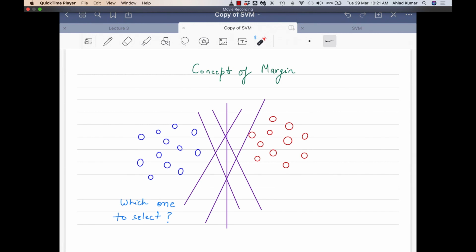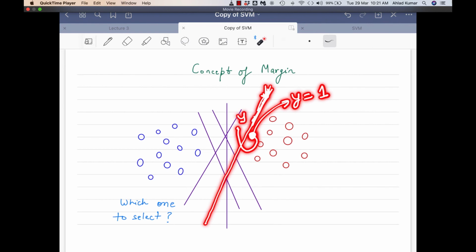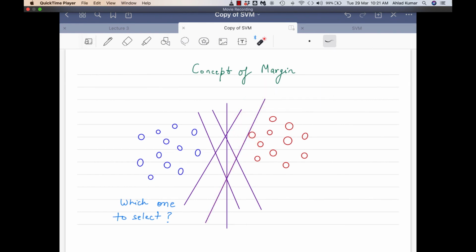But the problem we discussed last time was that this particular hyperplane is not a good hyperplane because it is very close to a data point. If you add some noise to this data point, the noise can move it to this side, and then this data point, which belongs to, let us say, the y equal to 1 class, will be predicted by this hyperplane as the y equal to -1 class. That is the problem with this hyperplane. Similarly, other hyperplanes which are close to these data points are also problematic.